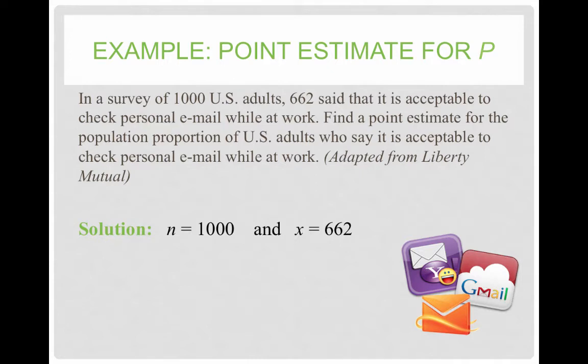But anyway, what do we need here? We need to calculate the population proportion from this sample. We have 1,000 U.S. adults. That's our n, the size of the sample is 1,000. 662 is going to be our number of successes. These are the people who said it's okay to check personal email at work. So if we want p hat, we let 662, our successes, be our numerator, and 1,000, our sample size, be our denominator. When we plug that into our calculator or Excel, we get 0.662, or 66.2%.